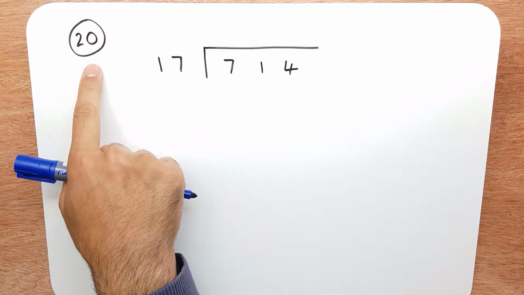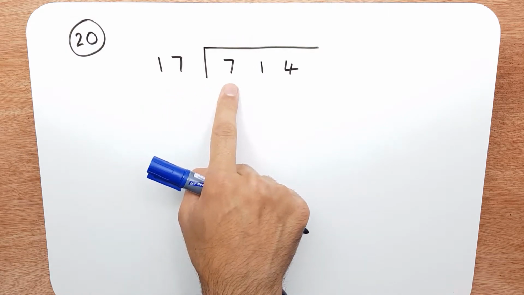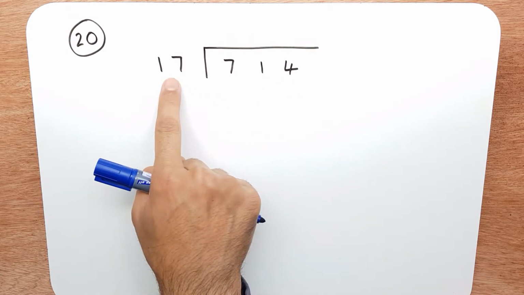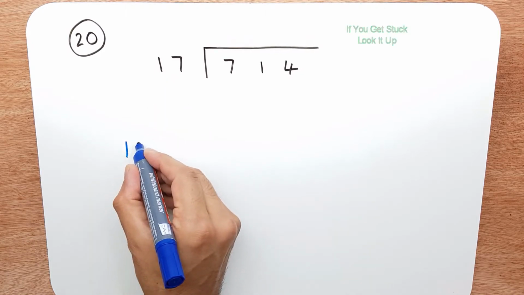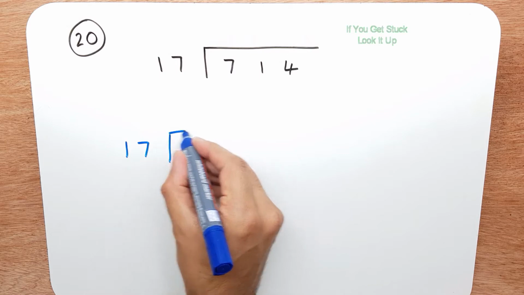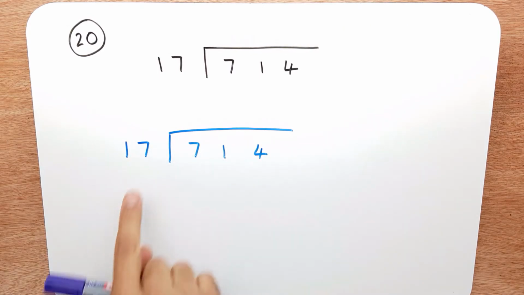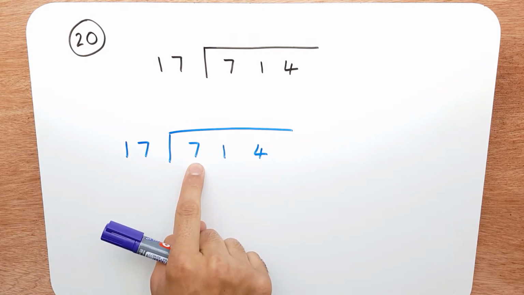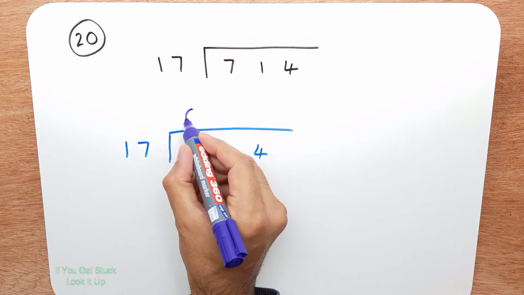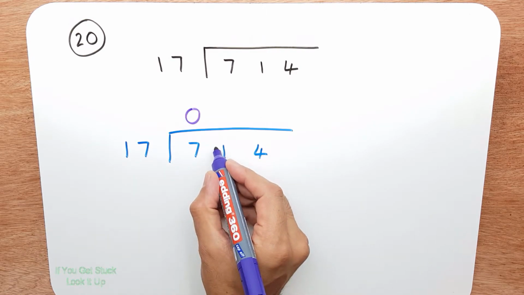Question 20 tells us to divide 714 by 17. So let's write that down here again. 714. So we start with how many 17s are there in 7? There's 0. So this 7 we carry over. So that 1 becomes 71.